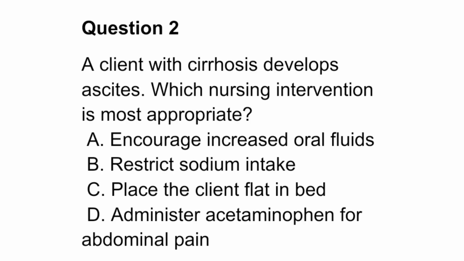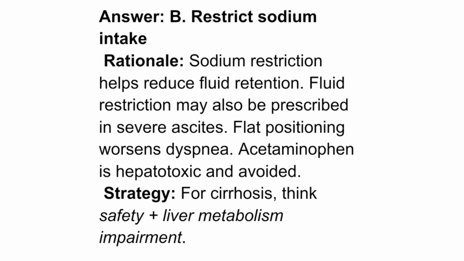Question 2. A client with cirrhosis develops ascites. Which nursing intervention is most appropriate? A. Encourage increased oral fluids. B. Restrict sodium intake. C. Place the client flat in bed. D. Administer acetaminophen for abdominal pain. Answer: B. Restrict sodium intake.